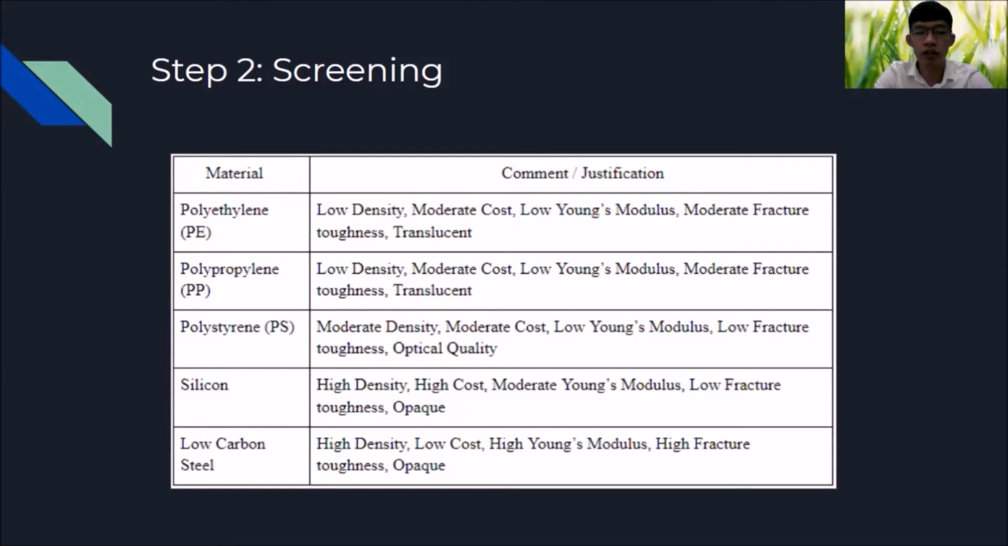And the next material is silicon. The silicon has high density, high cost, moderate Young's modulus, low fracture toughness, and is opaque. And the last material was low carbon steel. Low carbon steel has high density, low cost, high Young's modulus, high fracture toughness, and is opaque.